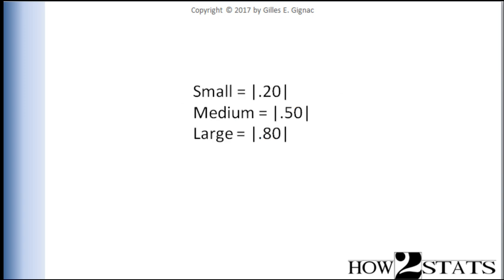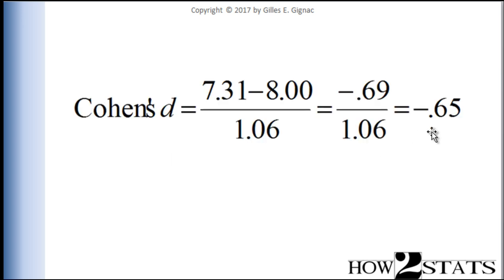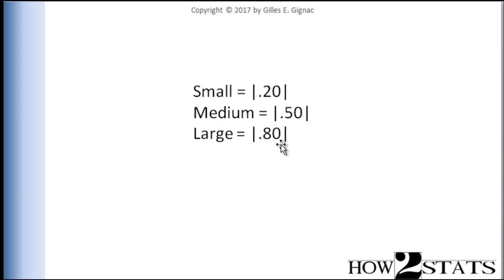And Cohen has actually provided guidelines to interpret Cohen's d. And right here I've got 0.20 between straight lines. These straight lines mean an absolute value, so whether it's negative or positive, it doesn't matter. It's an absolute value. 0.20 is small, 0.50 is medium, and 0.80 is large. And because I found a difference of negative 0.65 between the sample mean and my long-held impression, it would be considered somewhere between medium and large.